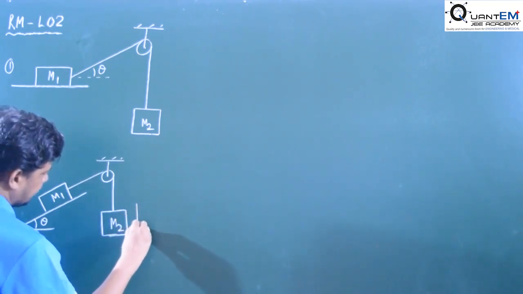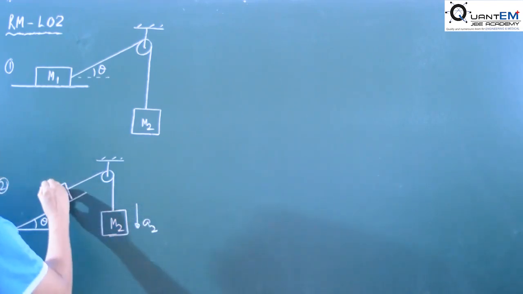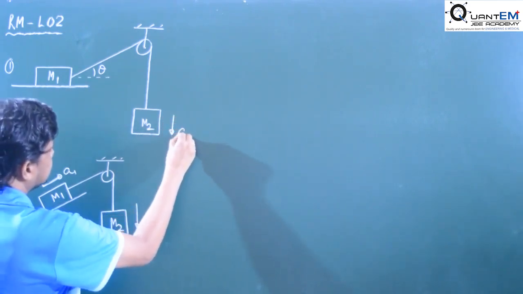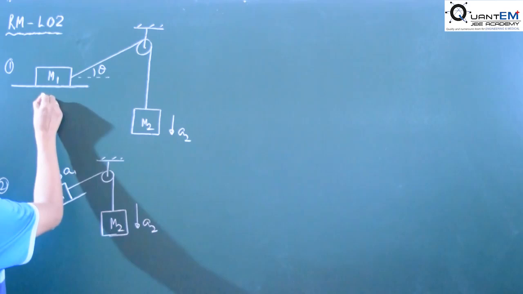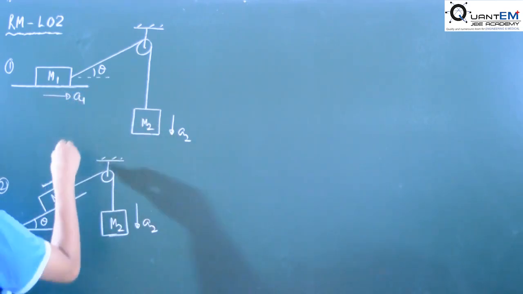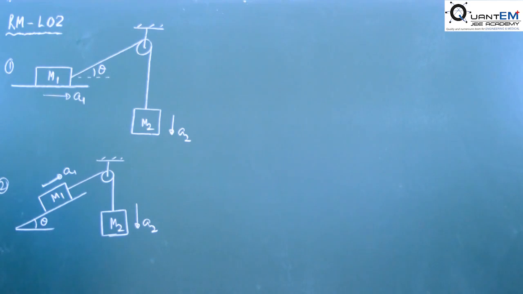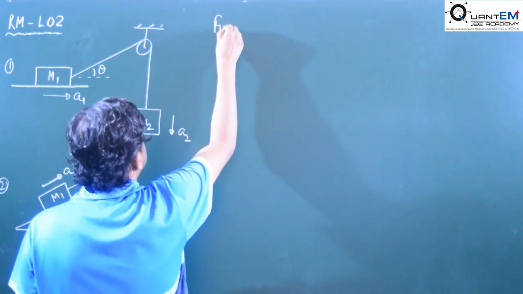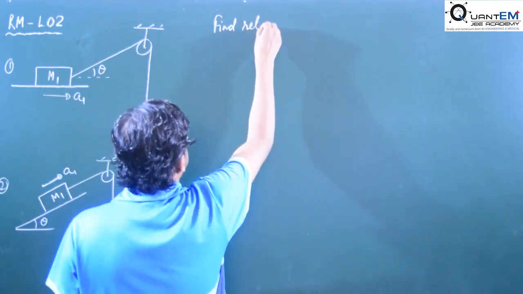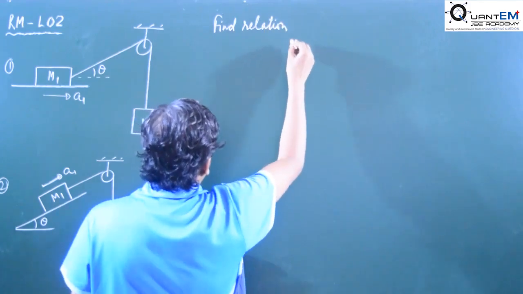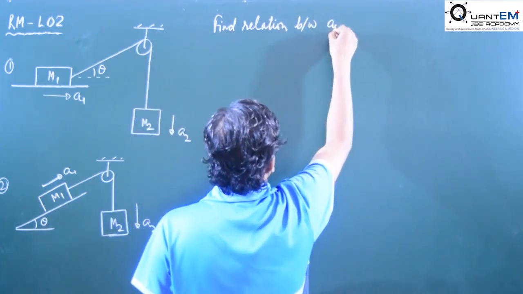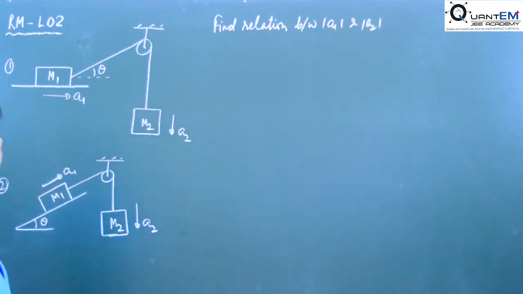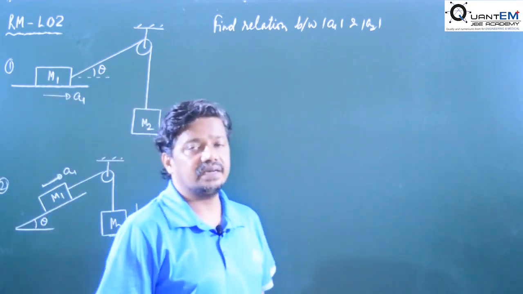Suppose this mass is coming down with acceleration a2, and this mass is coming up with what acceleration? a1. Here this mass is coming down with acceleration a2, and this mass is moving in the horizontal direction and it has acceleration a1. So in both the cases you have to find the relation between a1 and a2, and the string is always an inextensible, massless string.